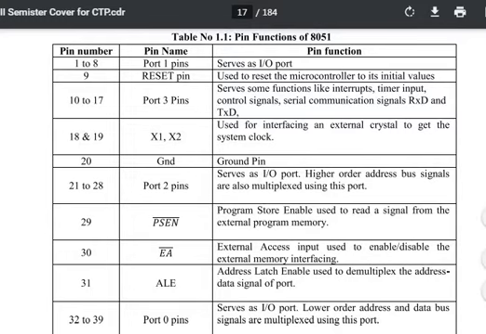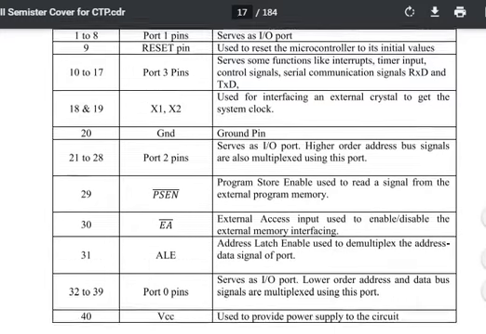Pin number 21 to 28 are the port 2 pins, which serve as an input port. Several higher order address bus lines are also multiplexed with the port pins. Pin number 29 is PSEN bar, program store enable, used to read a signal from the external program memory. Pin number 30 is the EA bar pin, external access input, used to enable or disable external memory interfacing.